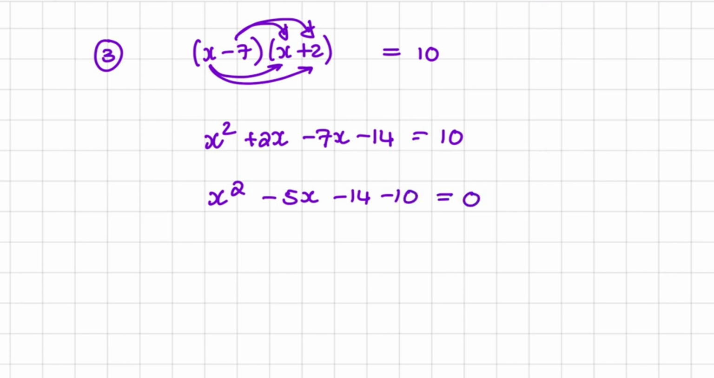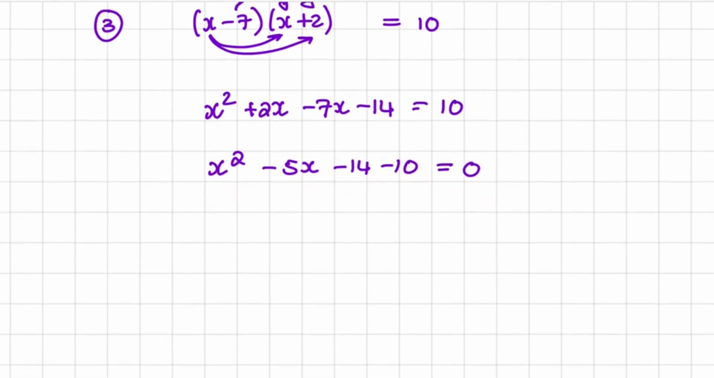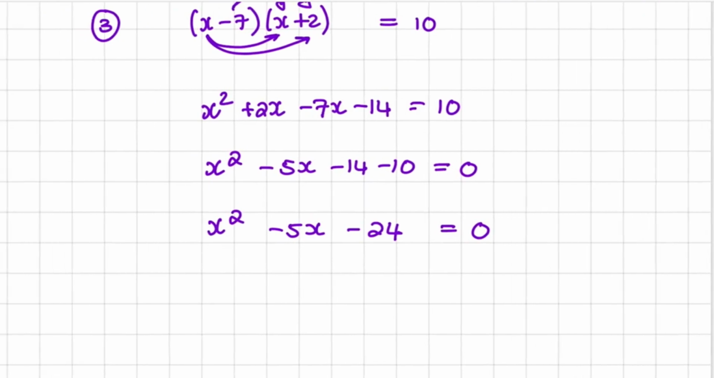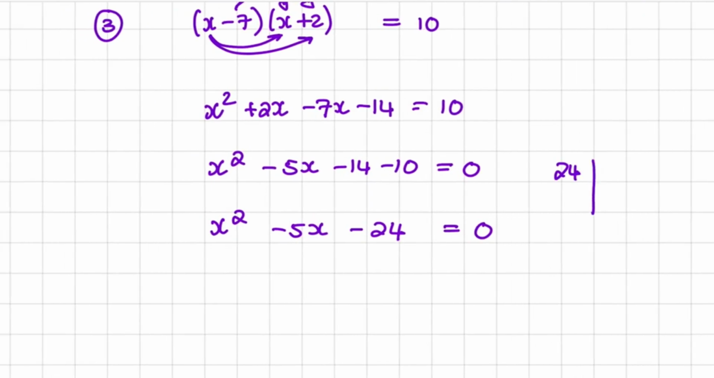Now this is partially in standard form. We can still add these like terms together. So we'll have x squared minus 5x minus 24 is equal to 0. And now we use the factors of 24 to find minus 5x. So it can be 1 times 24, that won't work, 2 times 12, 3 times 8. So I can see 3 and 8 will make minus 5 if I make 8 negative.